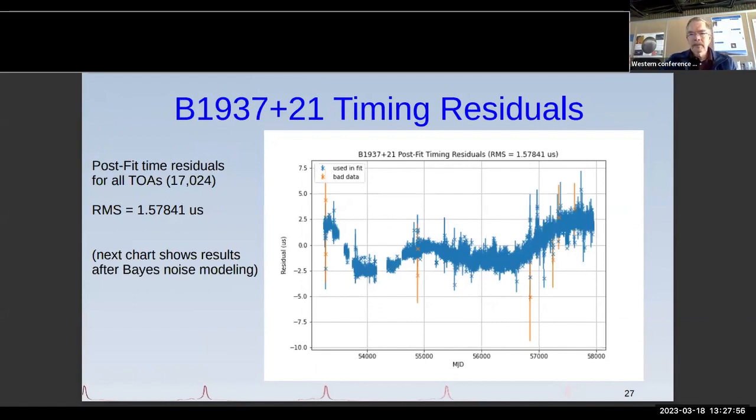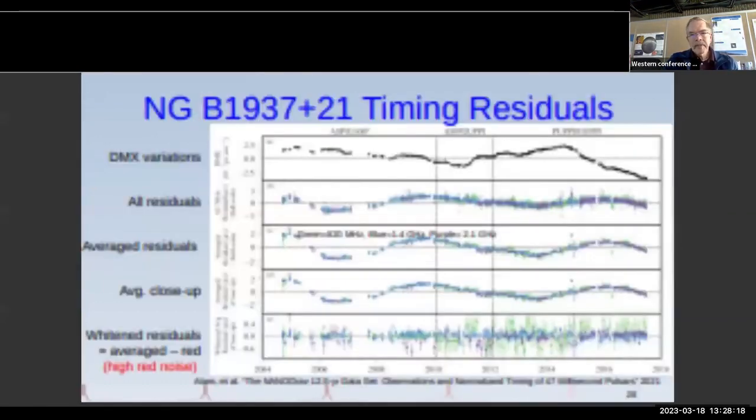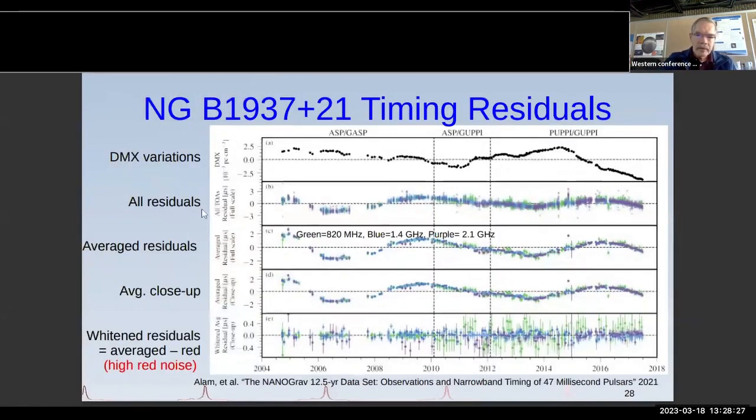So the next step is you run the Bayes modeling. You transfer your model and everything over to Enterprise to run the Bayes model. There are not a lot of pretty charts you can bring back. You bring back the parametric values for your white and red noise models, but then you go ahead and plot the residuals again anyway. So that's what this chart is. This is the summary chart for this pulsar showing the residuals. I'm using the residuals as plotted by NANOGrav. That's why I've got the NG up there, because my residuals didn't come out quite this nice.